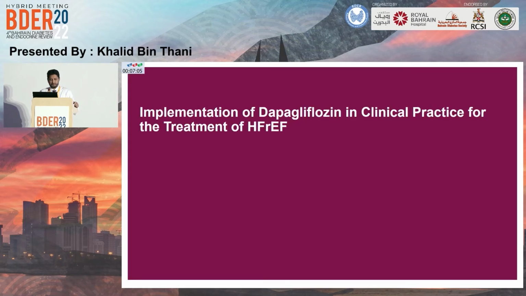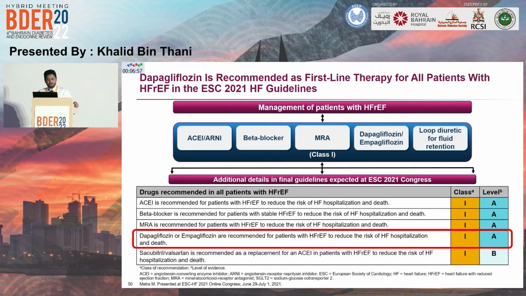So how are we going to implement dapagliflozin in clinical practice for the treatment of heart failure with reduced ejection fraction? These are the guidelines. The guidelines are shown clearly from the ESC in 2021: using the ACE inhibitor or ARNI, the beta blocker, the mineralocorticoid antagonist, and also the SGLT2 inhibitor, and the loop diuretic for fluid retention. It is a class 1A recommendation that dapagliflozin or empagliflozin are recommended for patients with heart failure with reduced ejection fraction to reduce the risk of heart failure hospitalization and death.